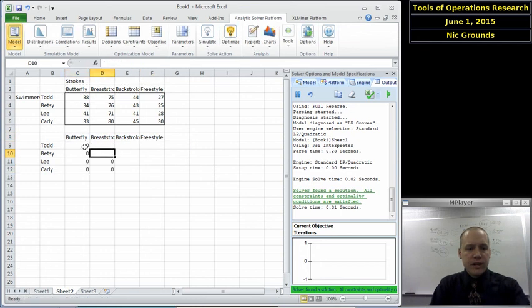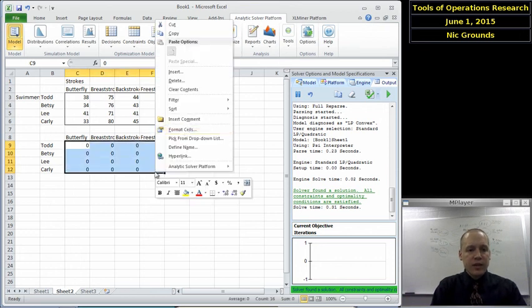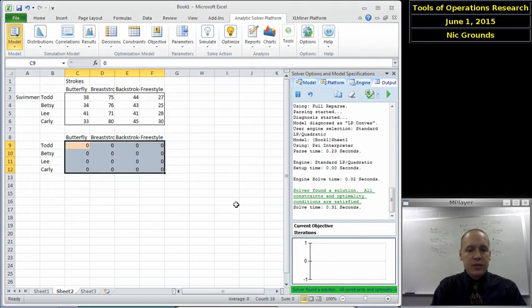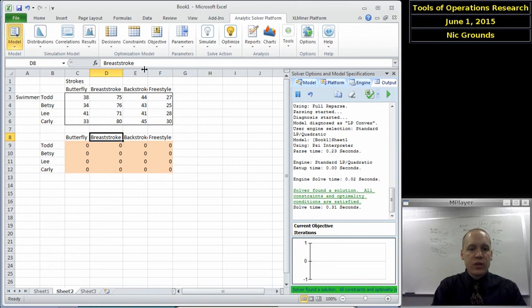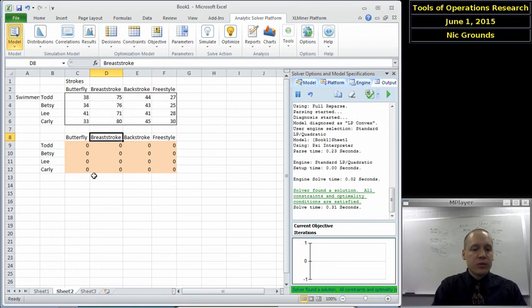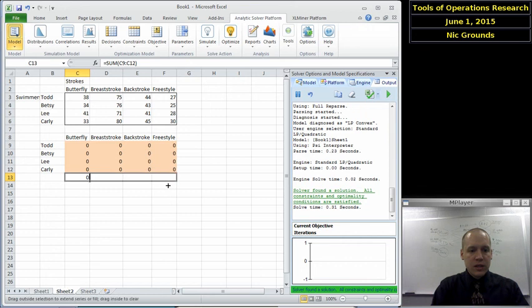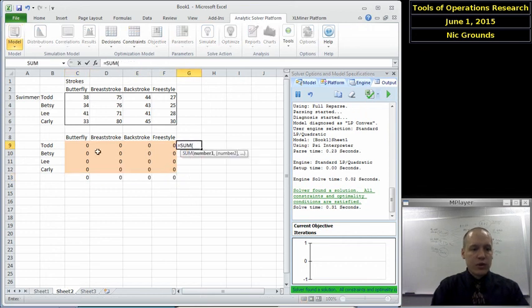And basically we want to find an assignment, that is, values to put in here that add each column up and each row up to be 1. So a specialized form of transportation in that every route can only be assigned from one source and to one destination. That is, each swimmer can only swim one stroke. Each stroke can only be swum by one swimmer. So we could sum up each column and sum up each row.